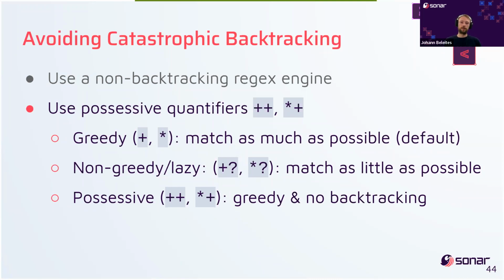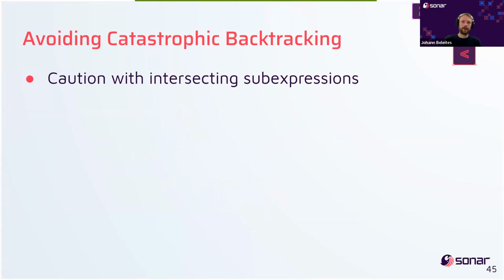And so, of course, if the engine is not allowed to backtrack, it can't catastrophically backtrack, although that also changes the logic of your regex slightly. And I know that some regex engines don't support this. The .NET regex engine, for instance, doesn't have native support for possessive quantifiers, with some ways to emulate it. But anyway, not going into too much detail here.